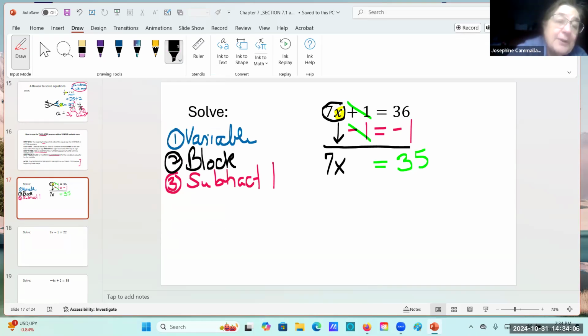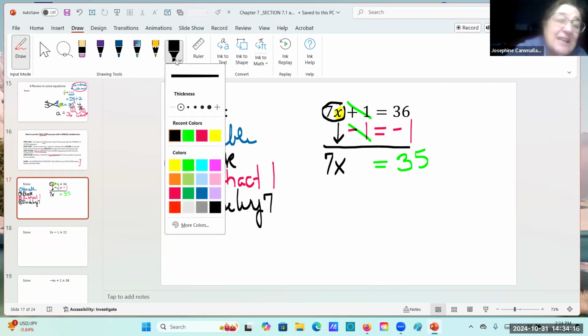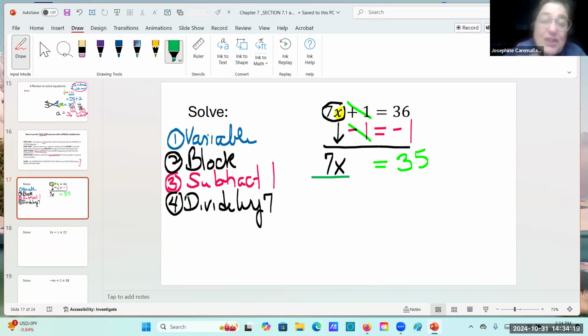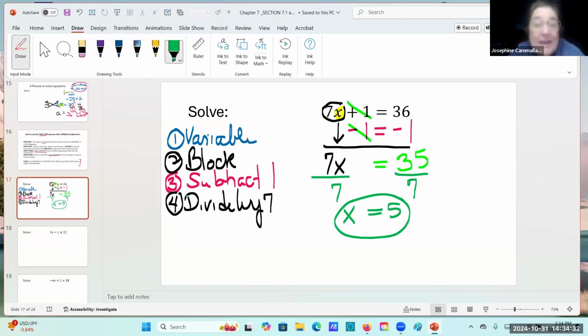Now, my fourth step is to divide by 7. Why am I dividing? Because 7 is next to x. This 7 is here, this 7's here. X is equal to 5. And that is my answer. Variable. The block means I've got my bar. I'm subtracting 1. And then I'm dividing. Okay. So I add or subtract first. Then I multiply or divide.